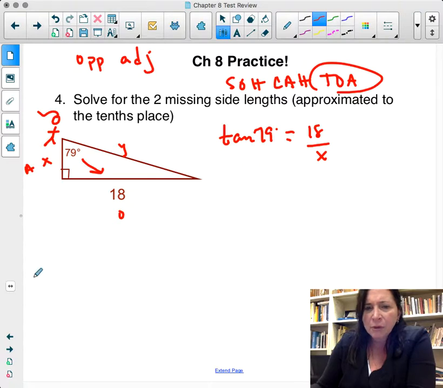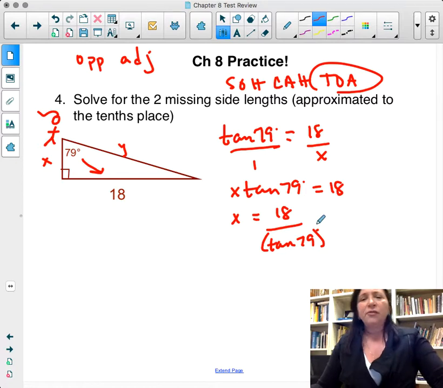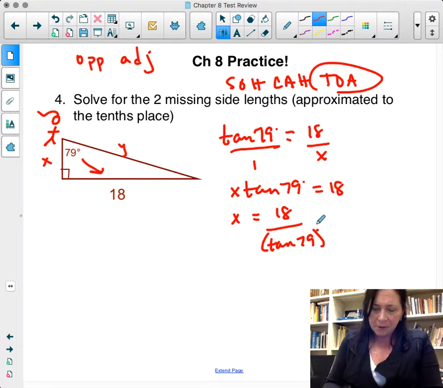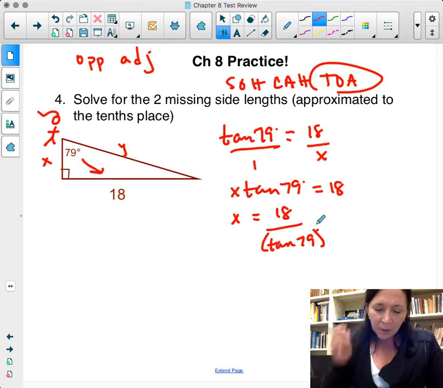I'm going to cross multiply, okay? And I do need a calculator for this problem. So when I cross multiply, I'm going to get x times tangent of 79 degrees is equal to 18. And then I'm going to go x is equal to 18 divided by whatever tangent of 79 degrees is, okay? So I'm going to get my calculator out, and figure this out. You do need to make sure you're in degrees, okay?